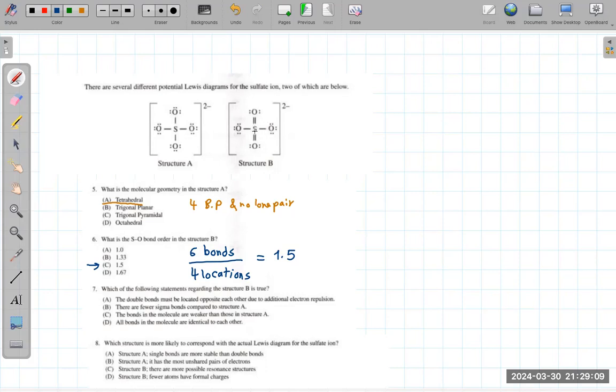The double bonds must be located opposite each other due to additional electron repulsion. And there are fewer sigma bonds compared to structure A. Let's compare the sigma bonds here. I have 1, 2, 3, 4, and here still 1, 2, 3, 4. The bonds in the molecule are weaker than those in structure A. Okay, so as explanation, each bond can be written as either single or double, an equal number of times. Not very clear also this one. I need to draw this one as well. Not very convinced with this one.